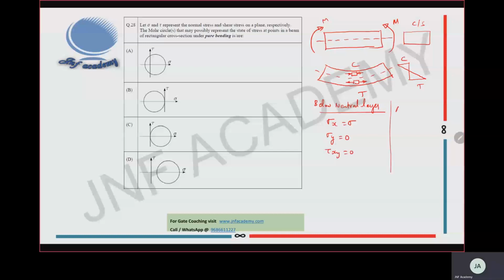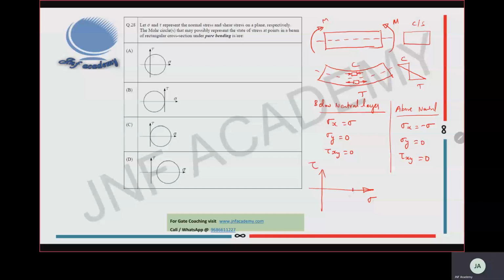The same way, above the neutral axis or neutral layer, sigma x is equal to minus sigma. All the remaining stresses are 0. Now we have only a uniaxial condition. Since sigma x is positive, let me take the horizontal axis as the sigma axis and the vertical axis as the tau axis.